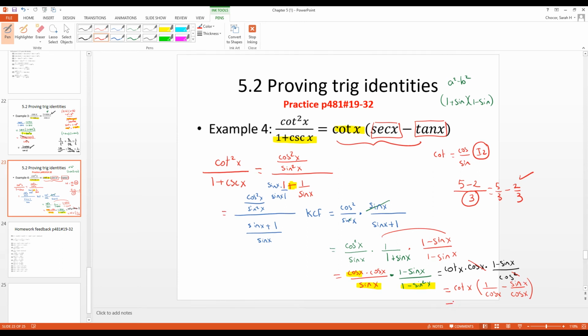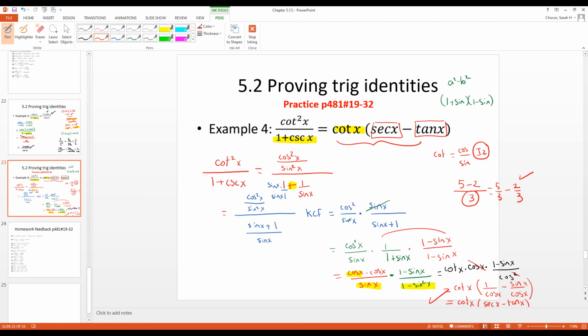And why did I separate them? Because I looked at the final product and I had two separated trig identities. So cotangent x, 1 over cosine is secant, and sine over cosine is tangent of x. And if we look at what we need, we just proved it.